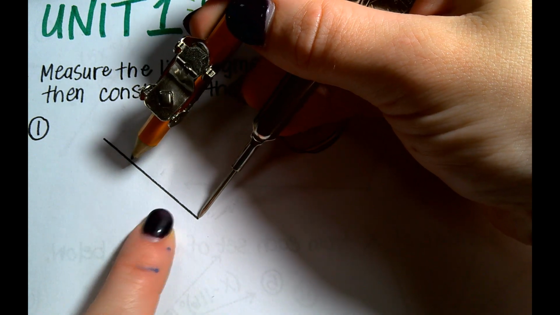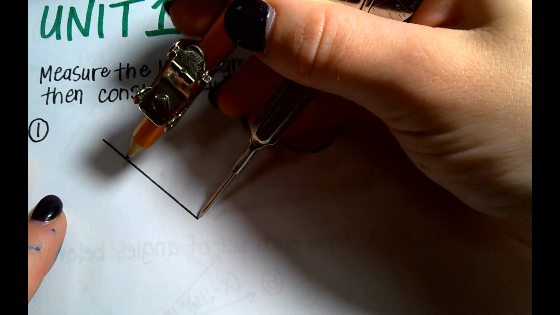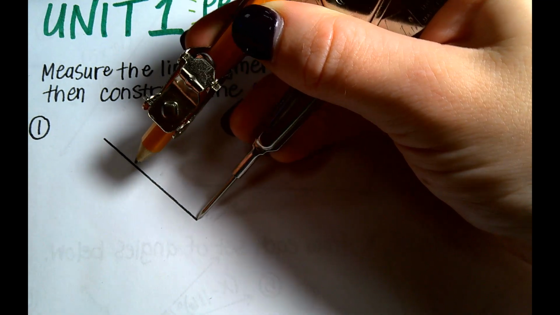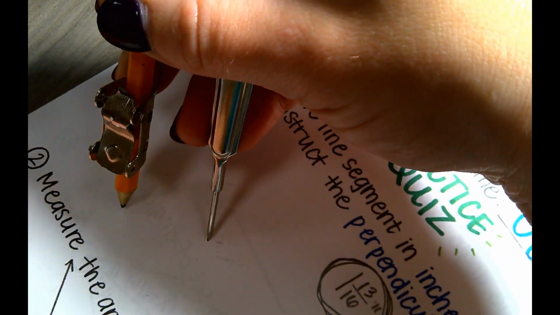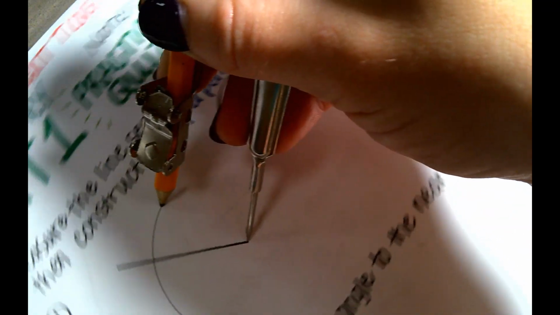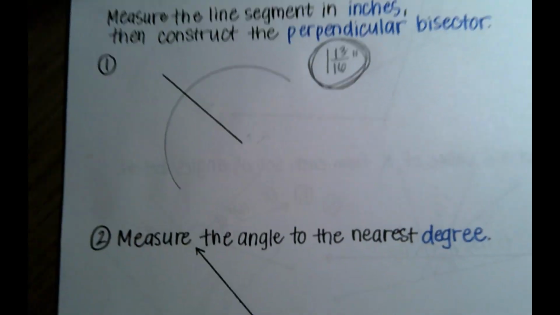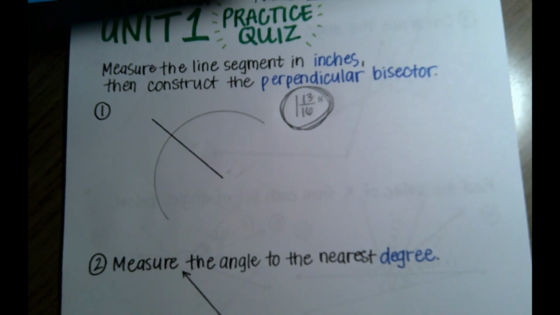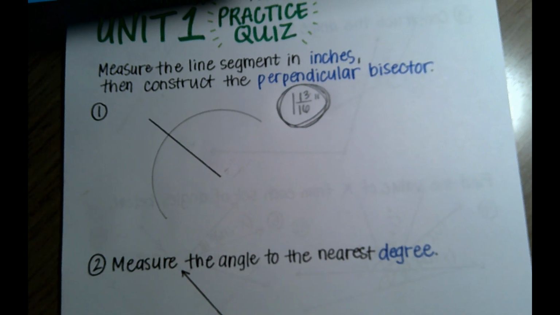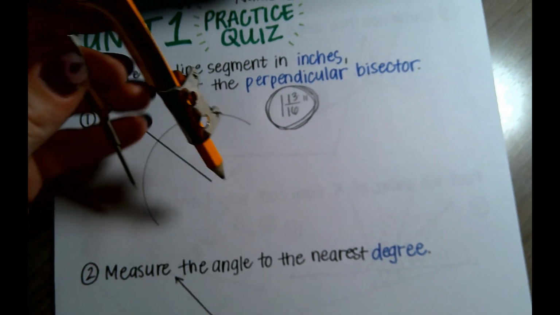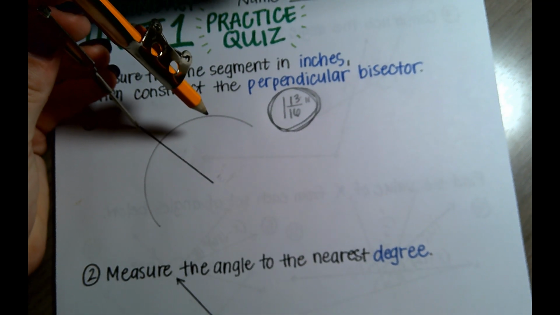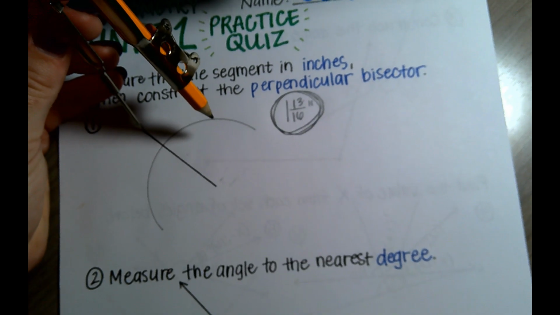If it's too small, it won't work. If it's too big, it won't work. We want to make it a little more than half. And then we're going to draw an arc. Like that. Step 1, draw the arc. Step 2, same thing, but on the other end.